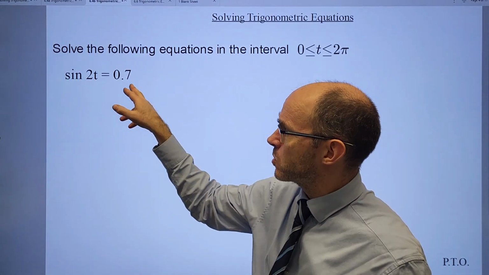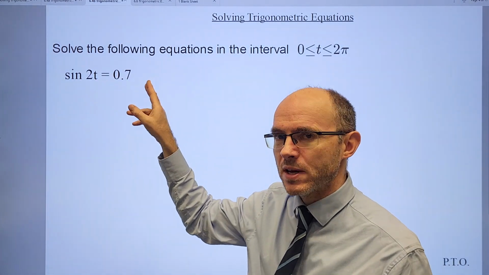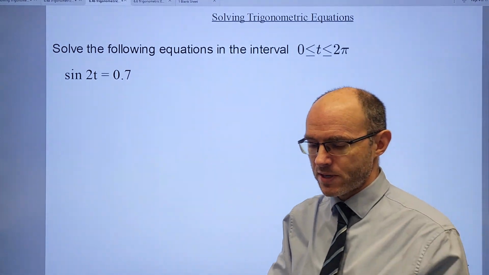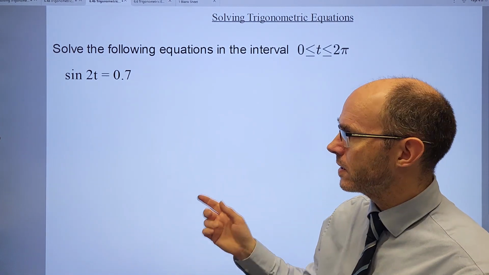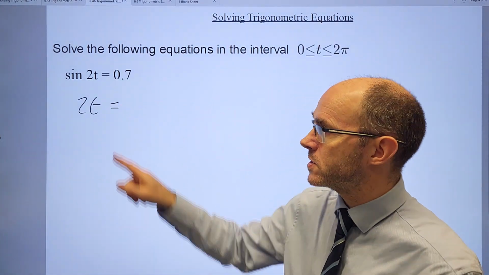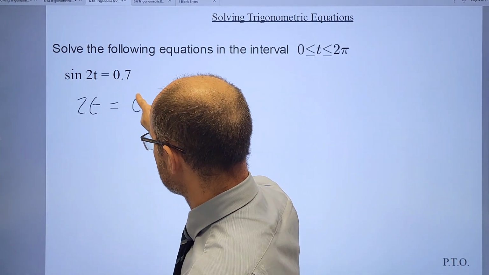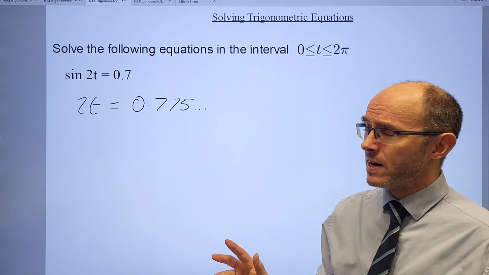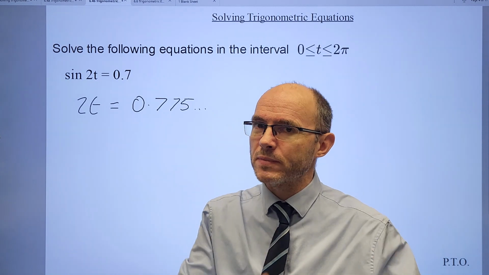So what do we do with a question like this? Well, bottom line is, when it says sine something equals 0.7, or sine something equals a number, do the inverse sine straight away. So you do the inverse sine of 0.7, making sure your calculator is in radians mode, and you get an answer. Now, that is what 2t is. So if sine of 2t equals 0.7, then 2t is equal to the inverse sine, which is 0.775. Now, that's not a final answer, so I'm not going to write down a rounded value, because if you round that and then divide a rounded number by 2, you might get it wrong eventually.